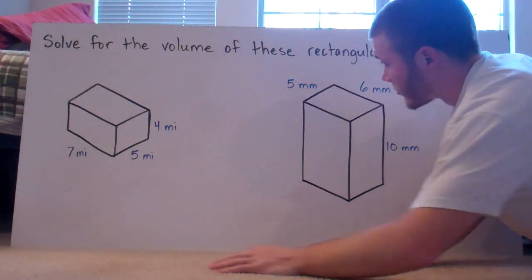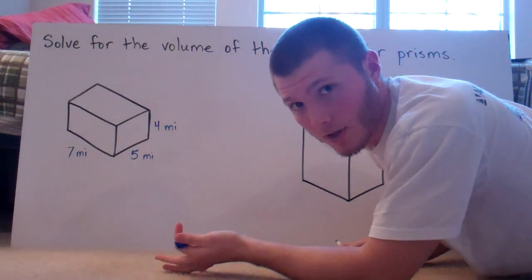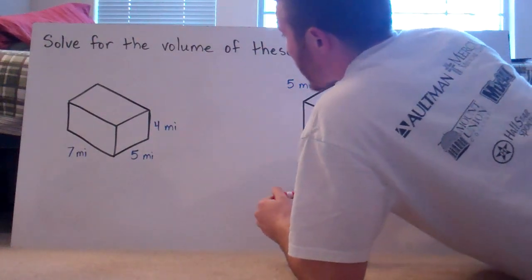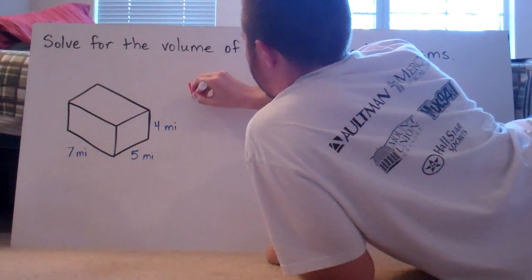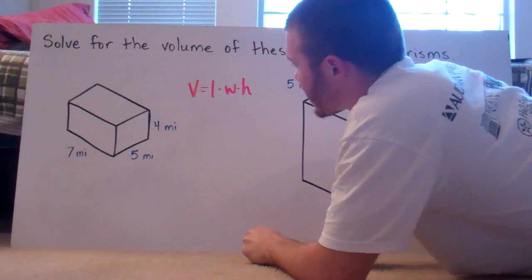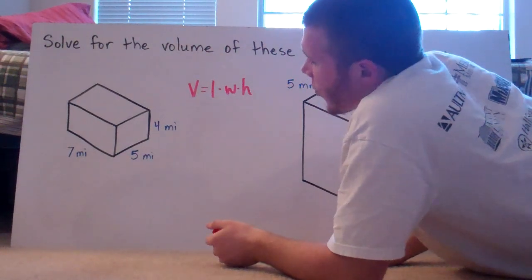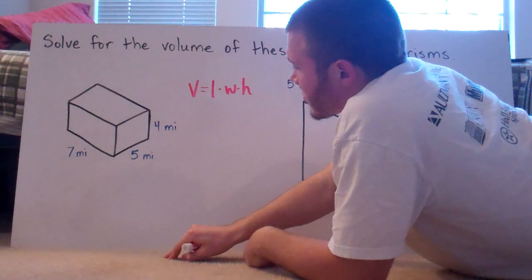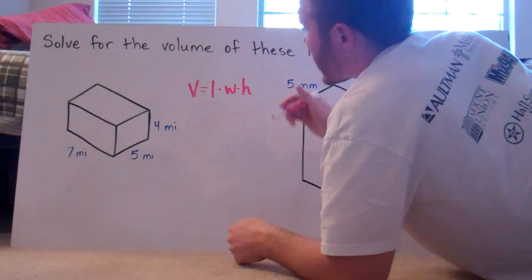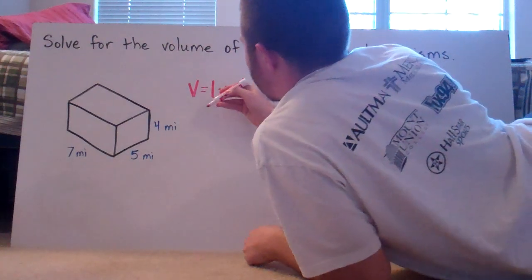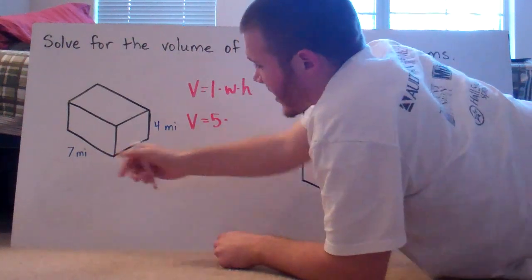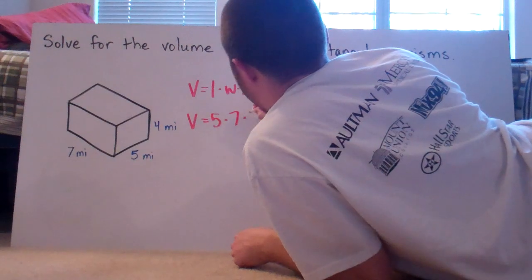Alright, so volume, we've got to use our formula, length times width times height. So let me use my red marker. Volume equals length times width times height. Well, I'm going to say the width is 7, the length is 5, and the height up and down is 4. So my length is 5, my width, let's say that's 7, and my height, we'll say, is 4.